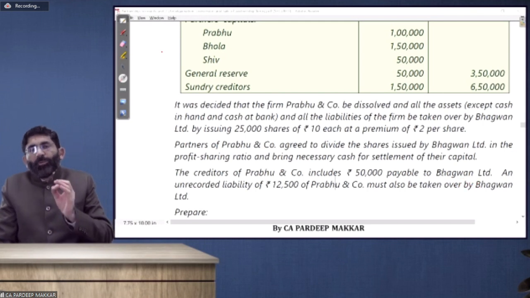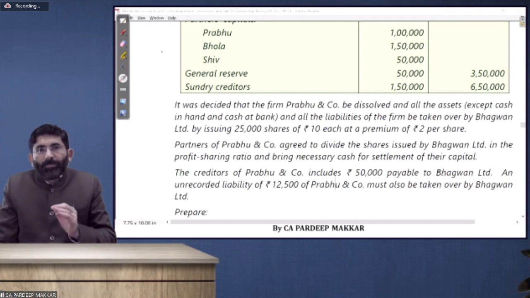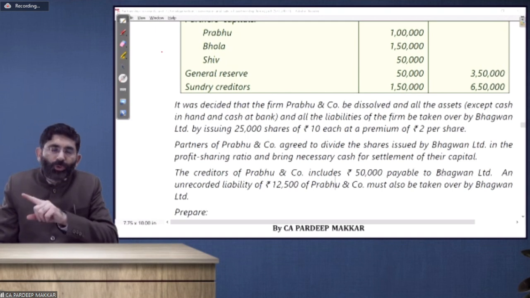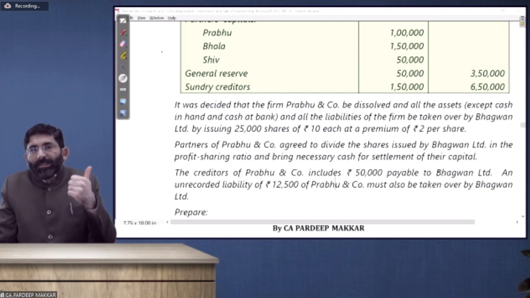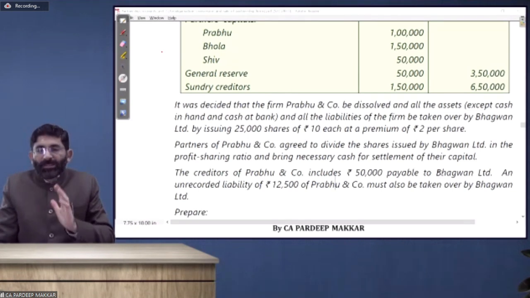This is not a matter of concern for the seller company. This is a matter of concern for the purchaser company, because the purchaser company cannot show a liability against its own self, that I have to receive payment from myself. Bhagwan Limited can't show that in its books. So Bhagwan Limited will reverse that entry in its books of account. It doesn't have any relevance with the vendor company. Let it be clear, if any amount is payable by the vendor company to the purchaser company in the past, then that has no effect in the books of the vendor company. That has the effect only in the books of the purchaser company. Purchaser company will pass the entry.